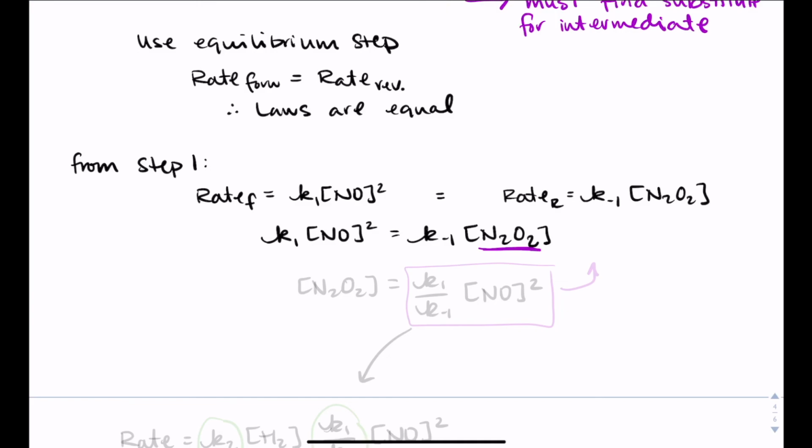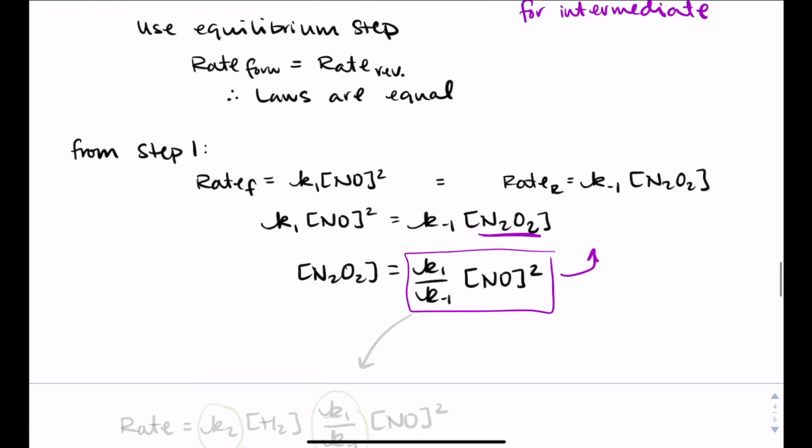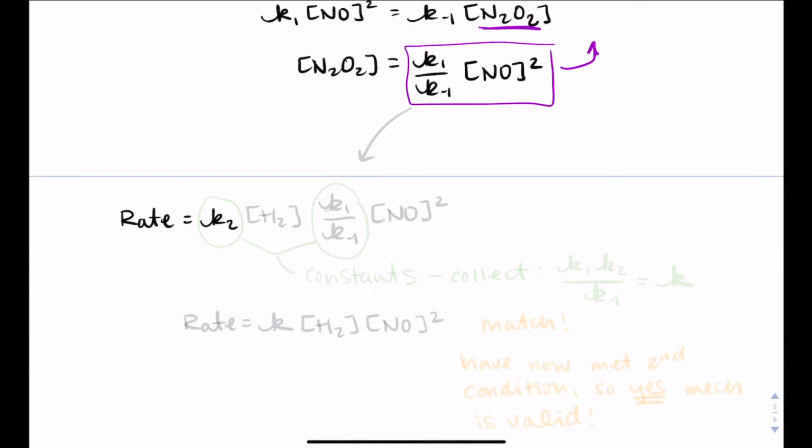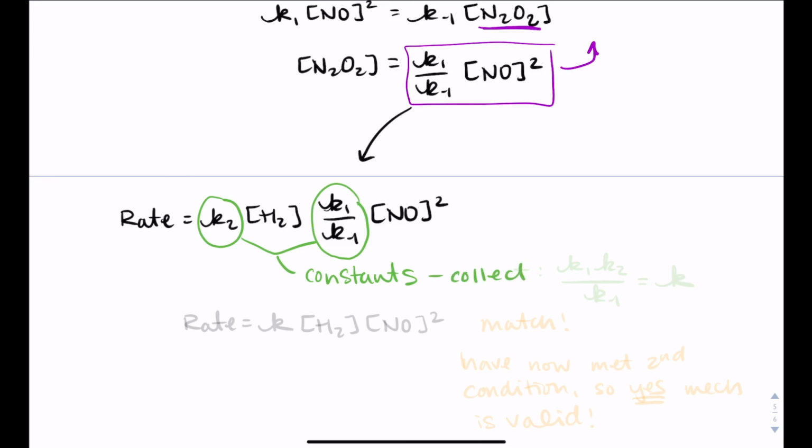Well, the concentration of N2O2 is what I need a substitute for. So I can divide both sides by k minus 1, and I have the concentration of N2O2, which I can substitute into my rate law from the rate determining step to see what the rate law is based on this proposed mechanism. So I have that the rate is equal to k2 times [H2], and then I'm going to plug in k1 over k minus 1 times [NO]^2. And k2, k1, k minus 1, those are all constants. So whatever we multiply and divide, we just have a constant at the end. So I'm just going to collect them all and call them k at this point. So my rate law from the mechanism is that rate is equal to k[H2][NO]^2. And this is a match.